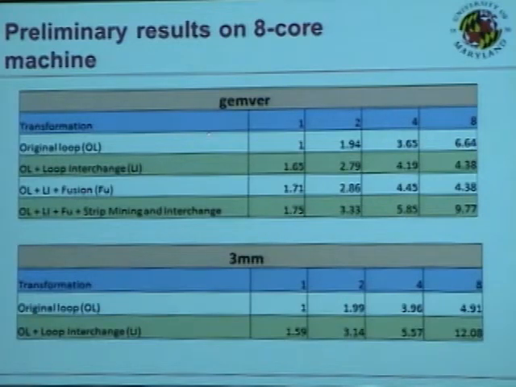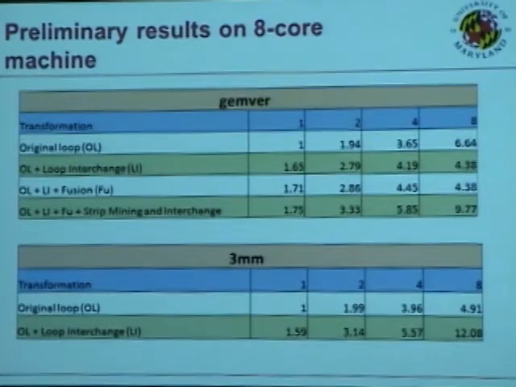So what happens when you parallelize? 1 means serial, and 8 means 8-way parallel. Then you've got the original loop. Here's the runtime with parallelization. Then this is with one transformation, another transformation, still more transformations. Let's see what happens. The original loop for gemver did actually fairly well.